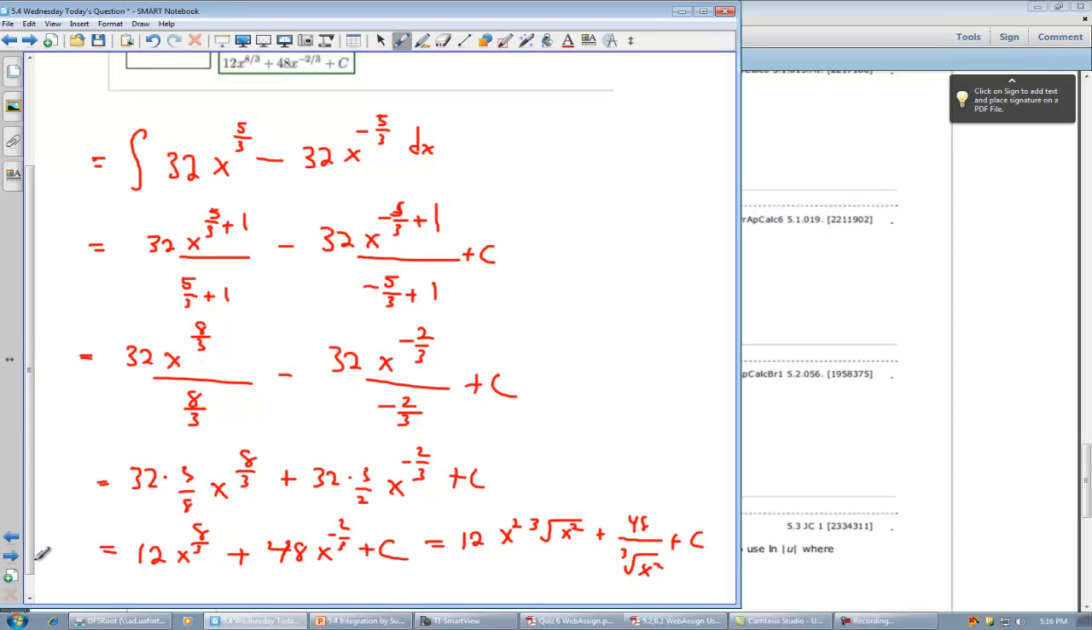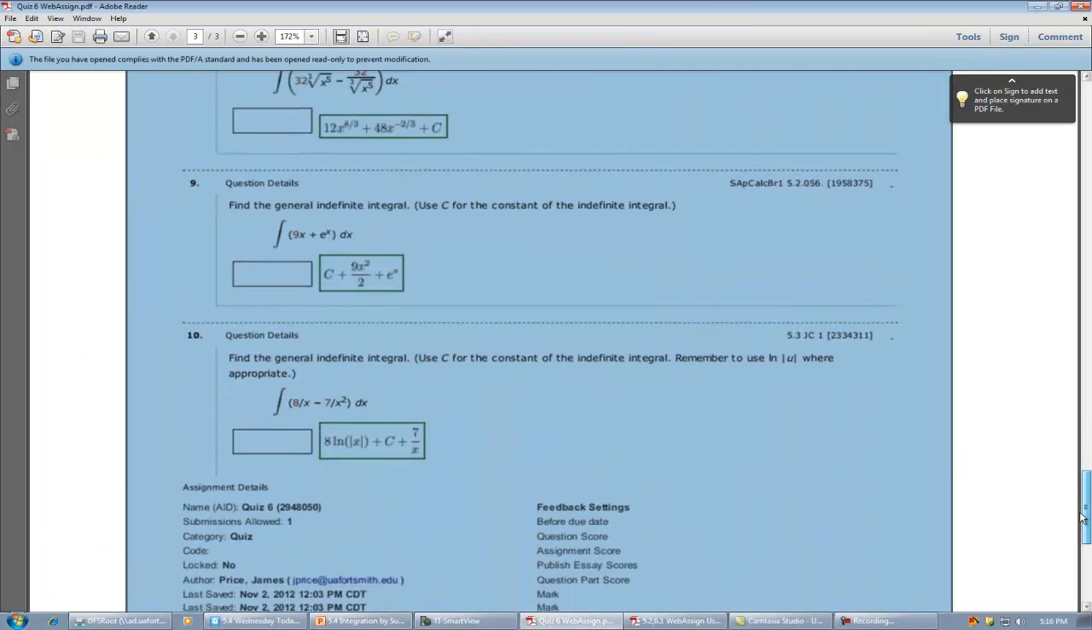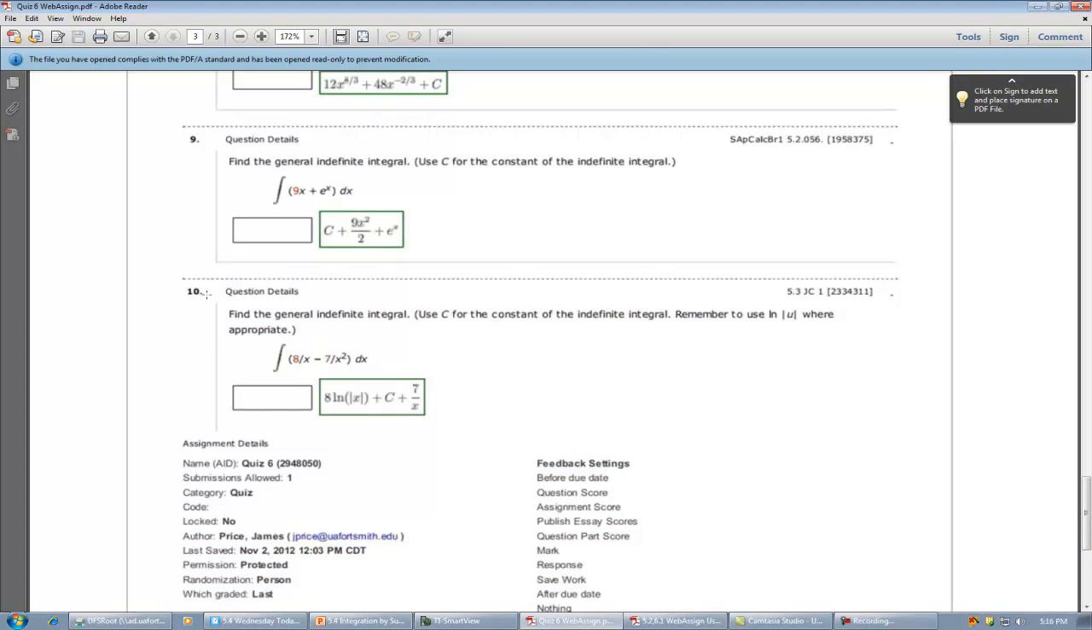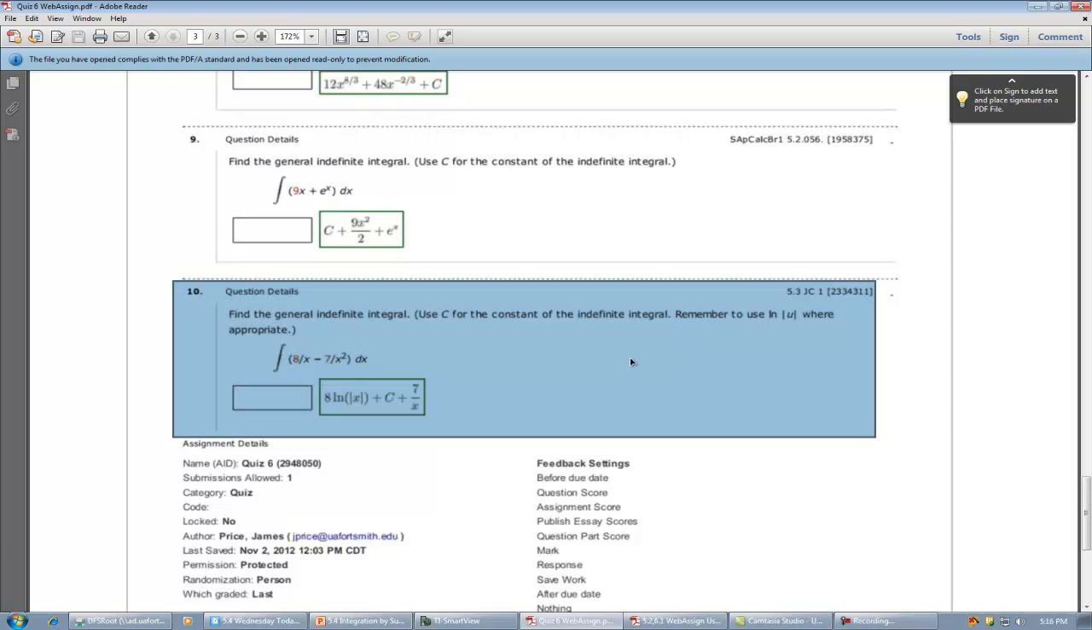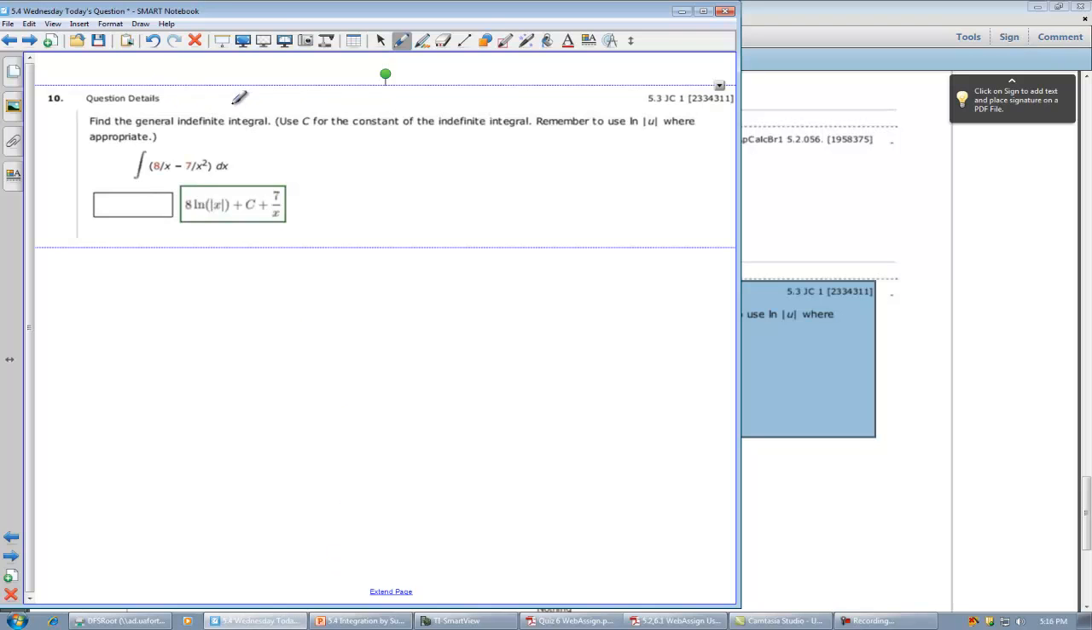All right, the last one I want to look at on quiz 6 is number 10. So on number 10, what do we have? All right, so here's number 10. Okay, so on number 10, we want to do this integral of 8 over x minus 7 over x squared.